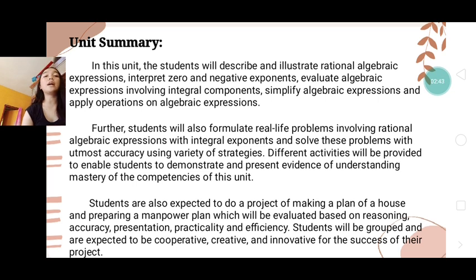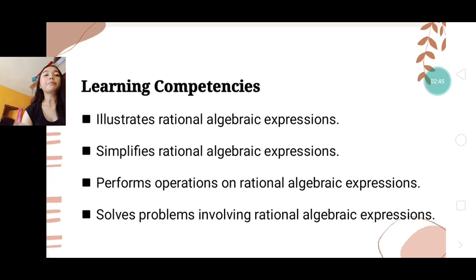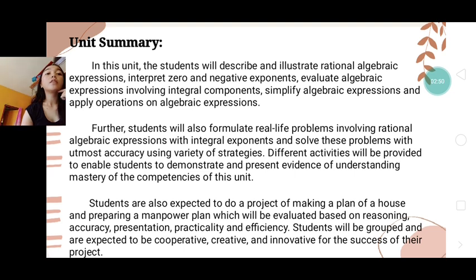If you notice, they are the same as the performance standard and the content standard.